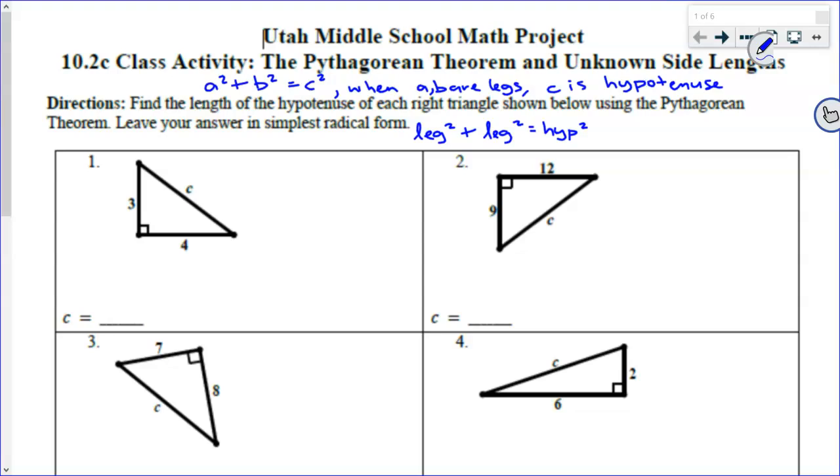Callie. Yes, we use it for right triangles only. It only works for right triangles. Great. What else do you remember?